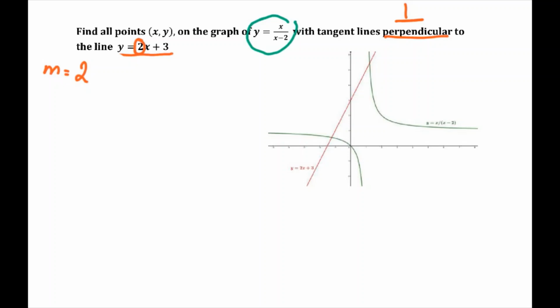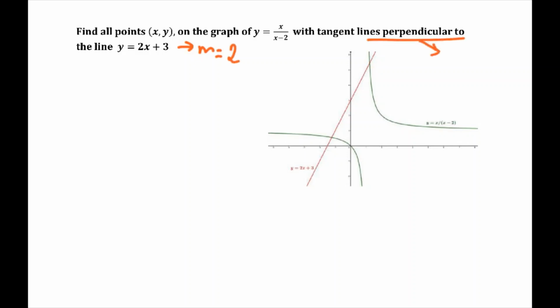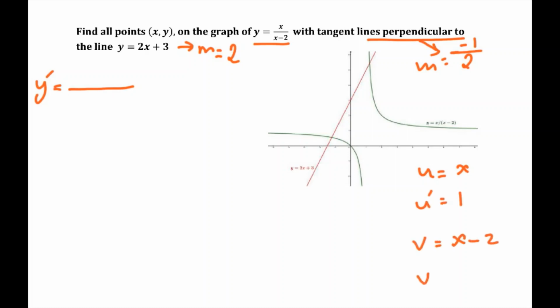Now, if I know the first derivative, it will be equal to the slope, right? So let's do one more time. The slope m equals 2, and we know the slope of the perpendicular lines will be negative 1/2. Now, we need to find the derivative. Well, y prime equals, now remember, u is going to be the numerator, u prime is going to be 1, v is the denominator, and v prime is 1.